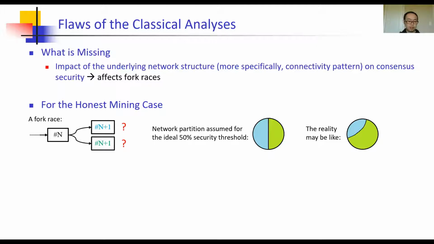not evenly partitioned. And very likely the green block is proposed by somebody better connected and has the support of more nodes before it encounters the blue block during the stalemate. Green block will have a higher chance of being extended.